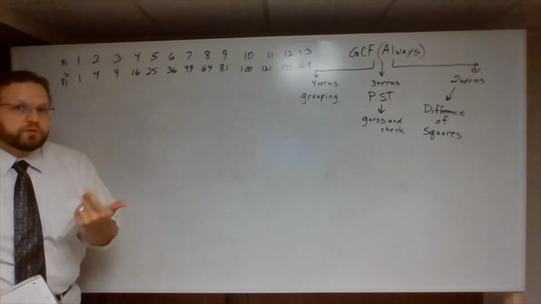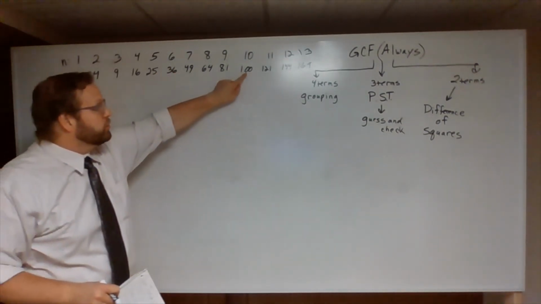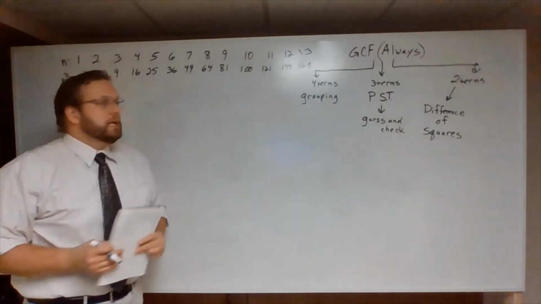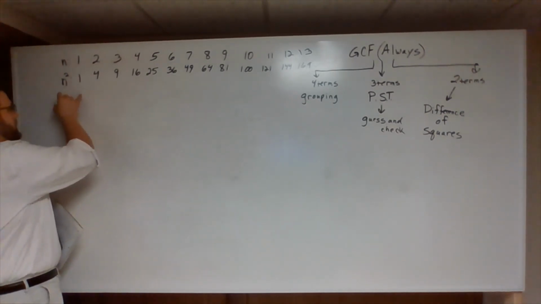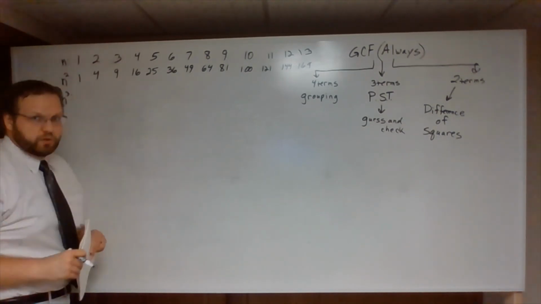Now, what we're using that for is the square root of 36 is 6. Square root of 100 is 10. Square root of 144 is 12, and so on. Now, we will, in a couple minutes, talk about cubes, okay? But right now, let's work with the squares.